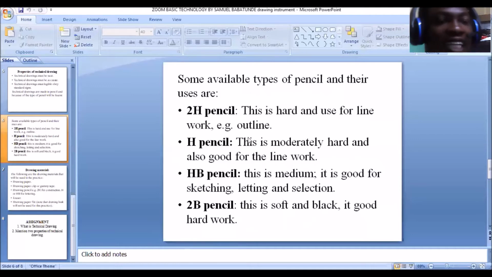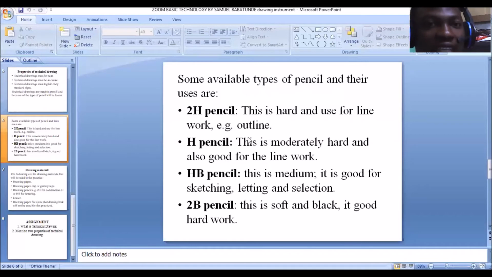So these are the examples of the pencils that are used in technical drawing. You have the 2H pencil, which is the hardest and used for line work, that's making of outline. The H pencil, which is moderately hard, and also used for line work. The HB pencil, which is medium and is good for sketching, for lettering, and for selection.